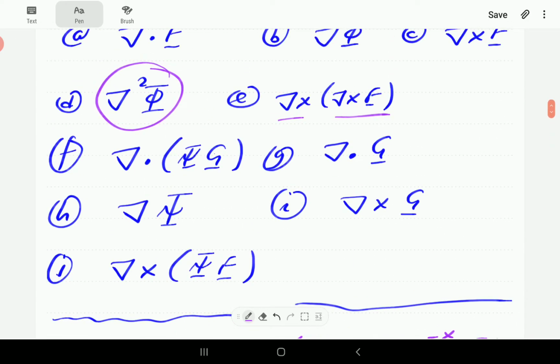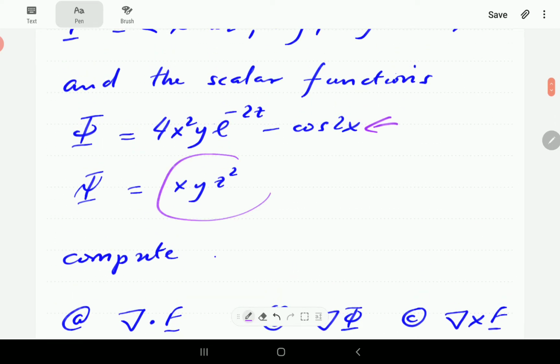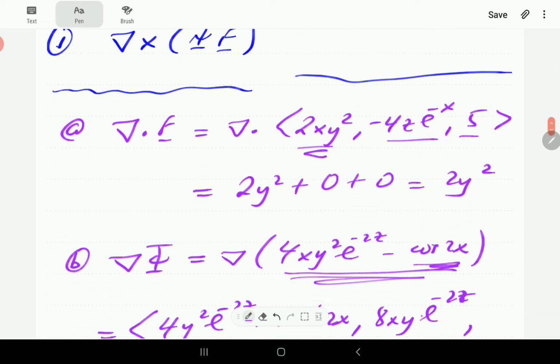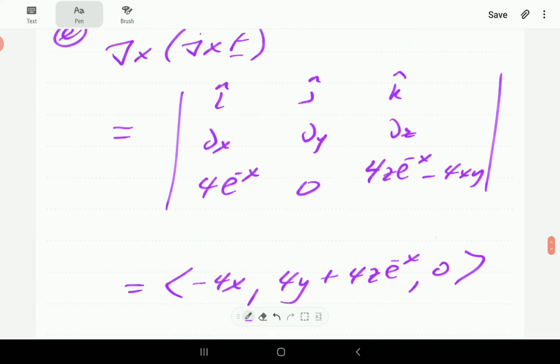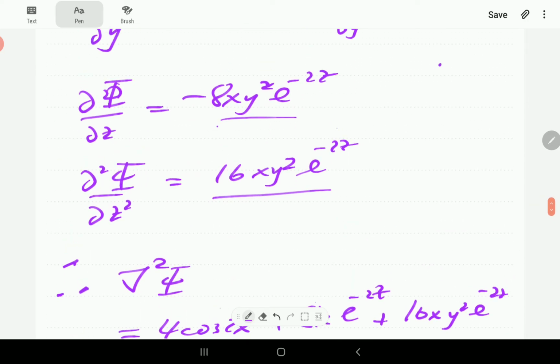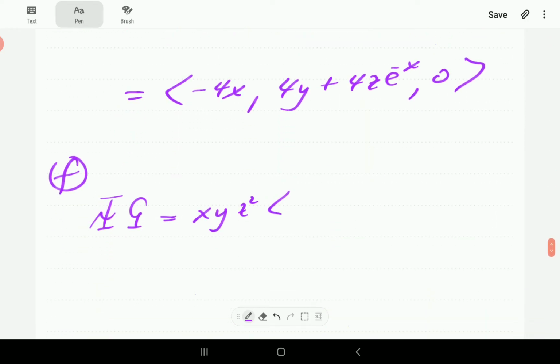Then the next example is the divergence of psi times g. So psi is xyz squared, and g is there, so we just need to work out that product. We need to work out psi times the vector g. Psi is xyz squared, and then we multiply by the vector g, which is x plus 2z, x squared y, 4y squared plus 3z.